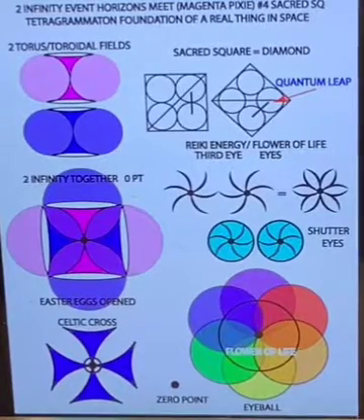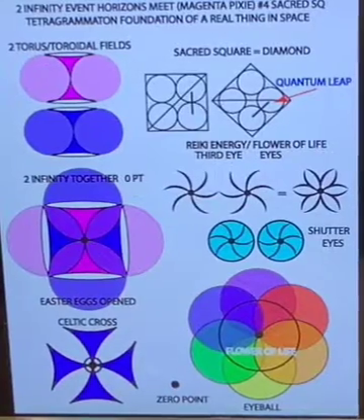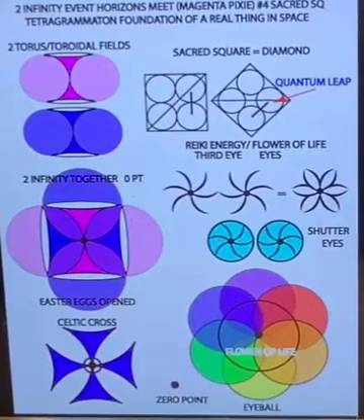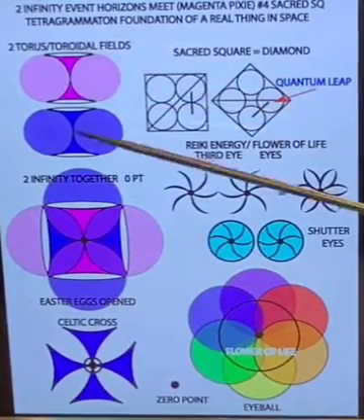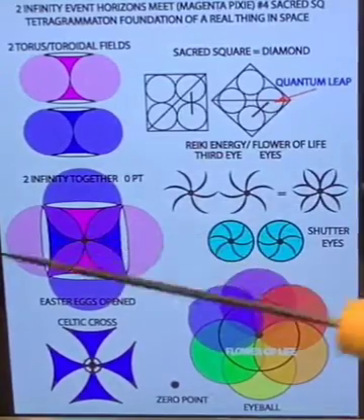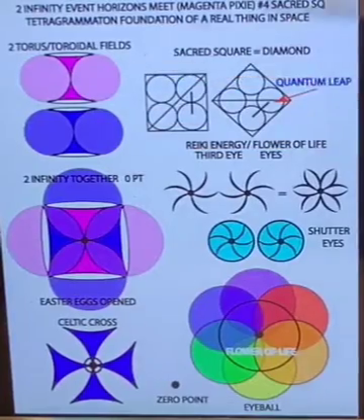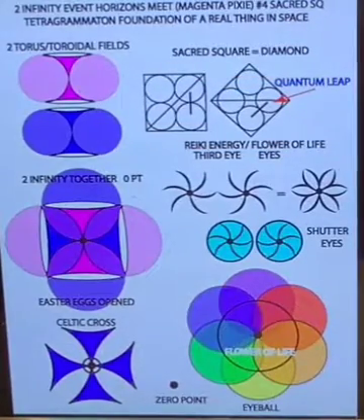So we go back to what Magenta was talking about: the two zero points crossing over. So we have the toroidal fields crossing over at zero point, and literally it's an infinity. This is the number 8, two balls on its side is the infinity.